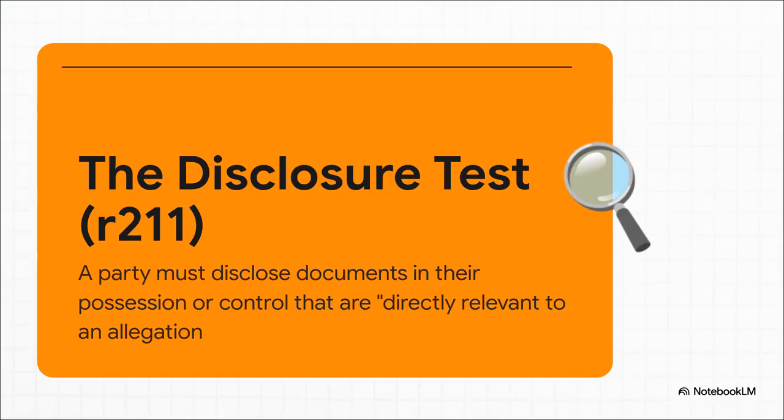Now, the entire duty of disclosure really comes down to this one test in Rule 211. You absolutely have to memorize this exact phrase. A document must be directly relevant to an allegation in issue. Notice how specific that is. It's a pretty narrow test. It's not about documents that just kind of relate to the case. No, it has to tie directly to a specific point that's being argued in the pleadings. And of course, it only applies to documents your client actually has in their possession or control.